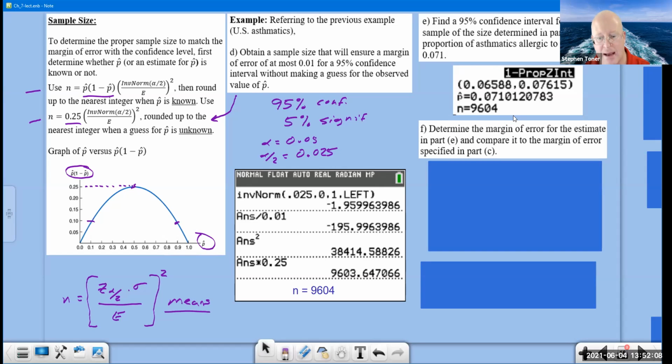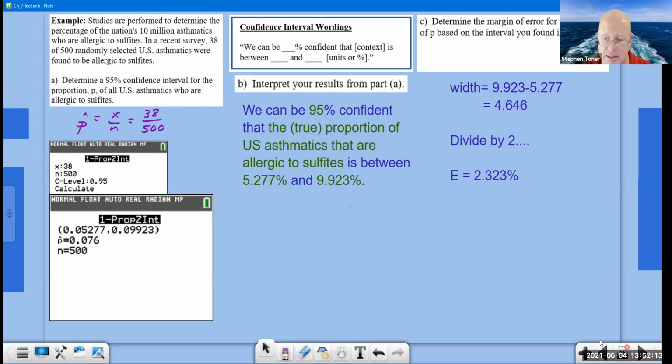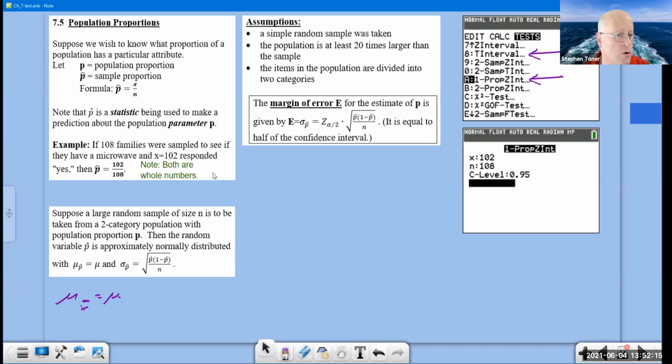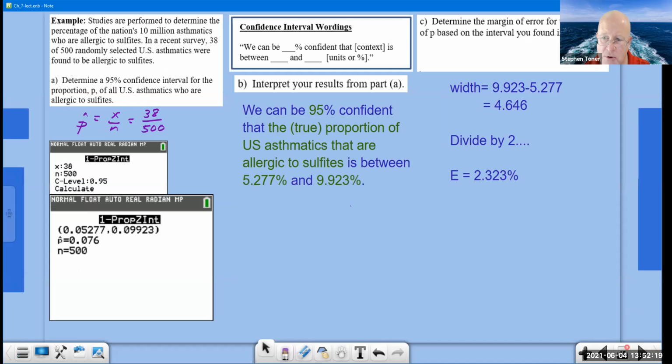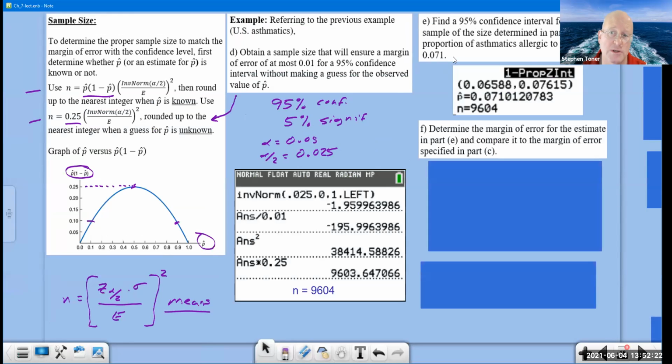Okay, we're back to that comment I made at the start of this video, a couple screens back: both of these need to be whole numbers. And in this problem, they told us just 7.1% were allergic to sulfites, and that's 7.1% of the 9,604 people. And you had to go backwards and generate what that value of X was. So you see there's a few extra steps in here occasionally.